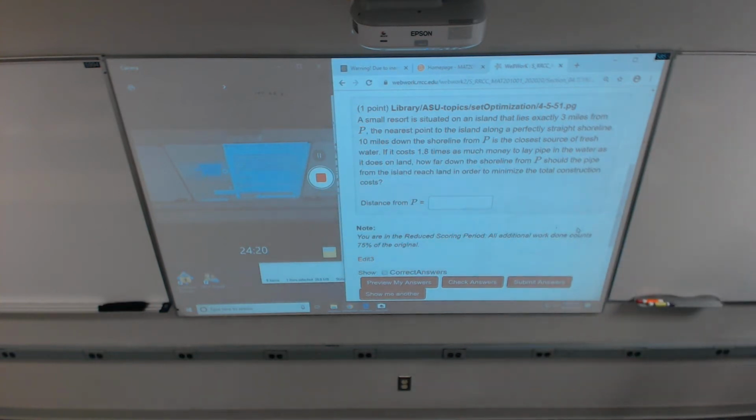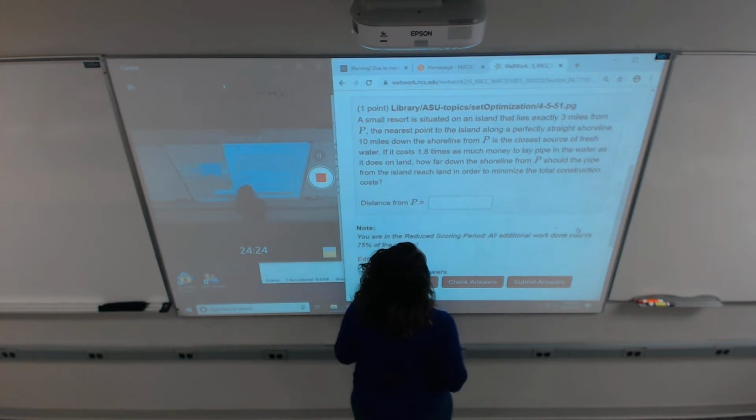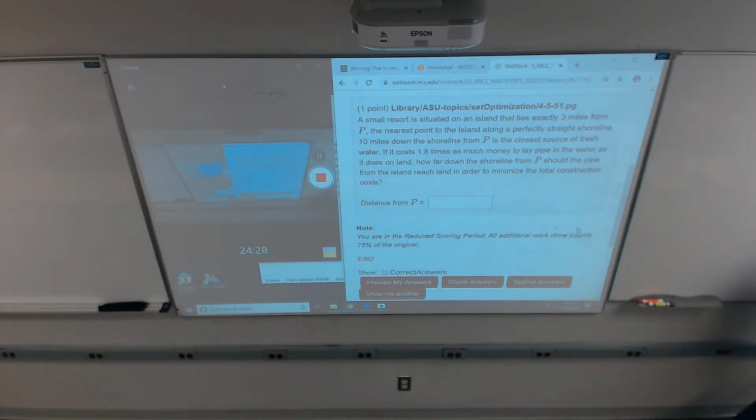Okay. All right. So this one says a small resort is situated on an island that lies exactly 3 miles from P. I'm going to shrink this up.